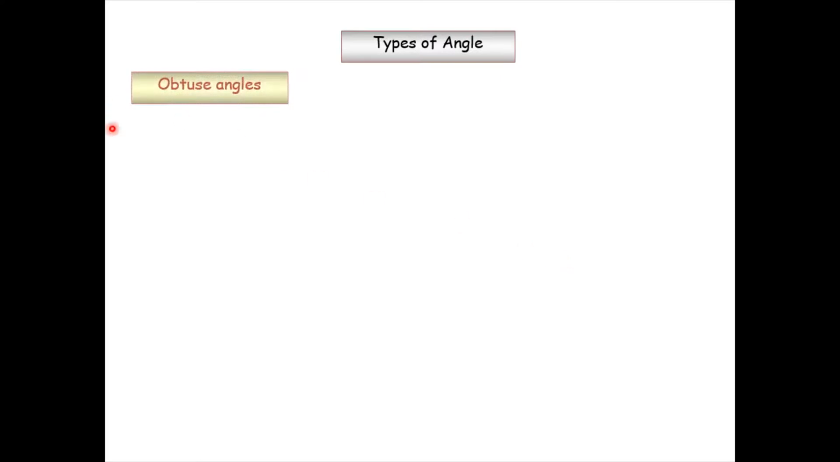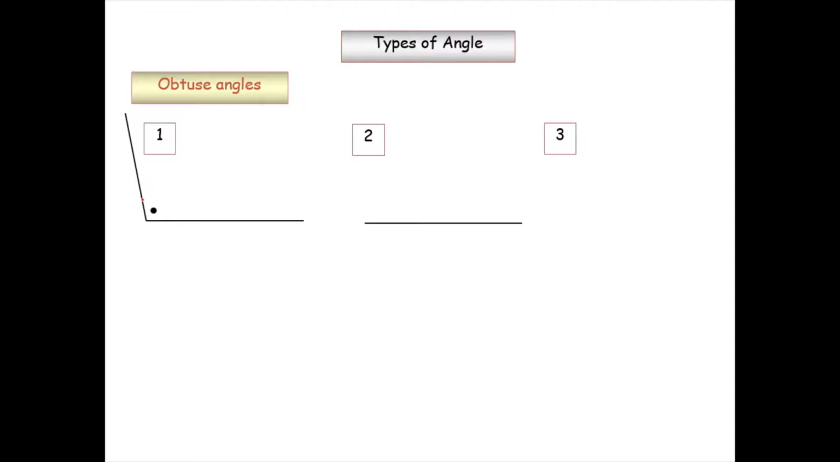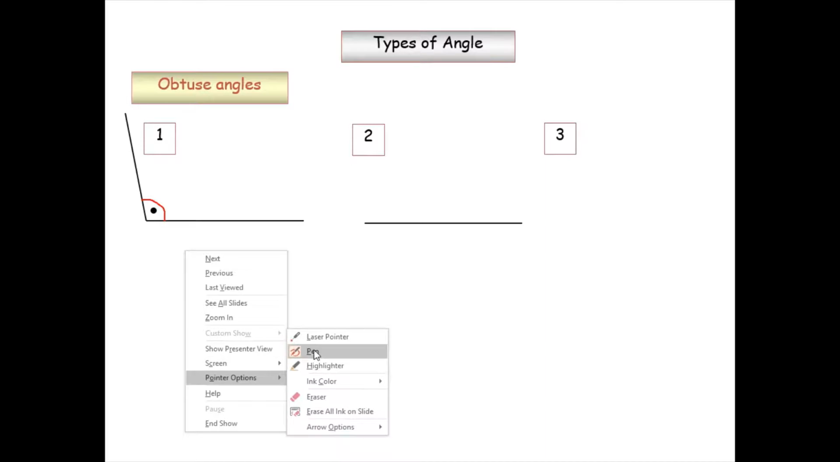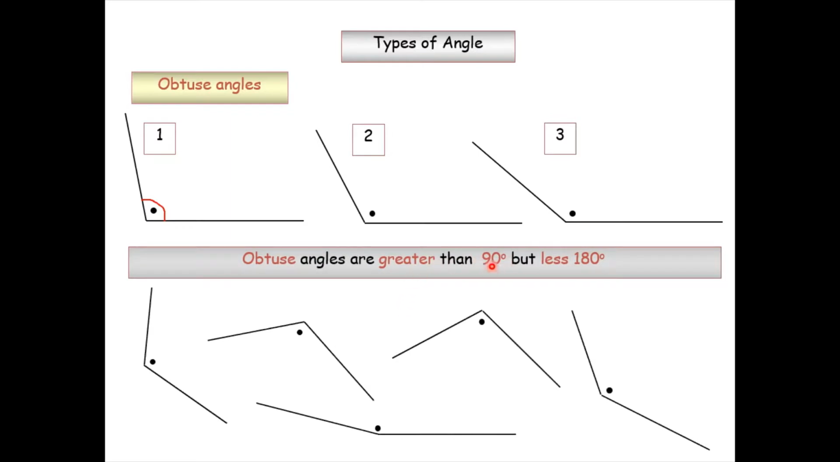The next angle we'll look at is an obtuse angle. So an obtuse angle is one that is greater than 90 degrees. So the angle over here, if we were once again to draw the angle, this little arc that we draw, it will be greater than 90 degrees. Okay, so we have different examples of obtuse angles. They are greater than 90 degrees, but they are less than 180 degrees.